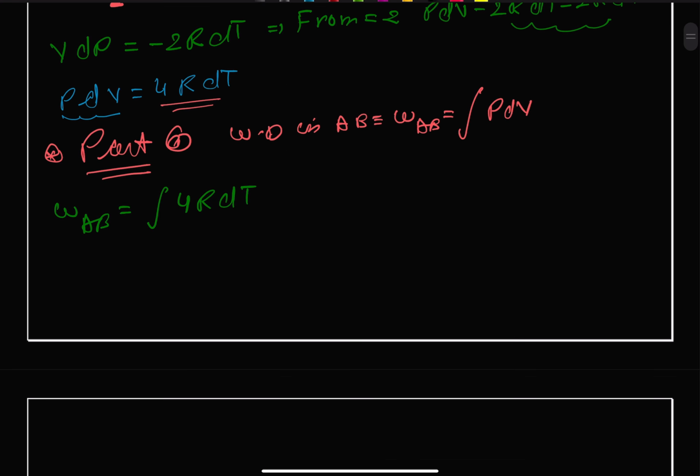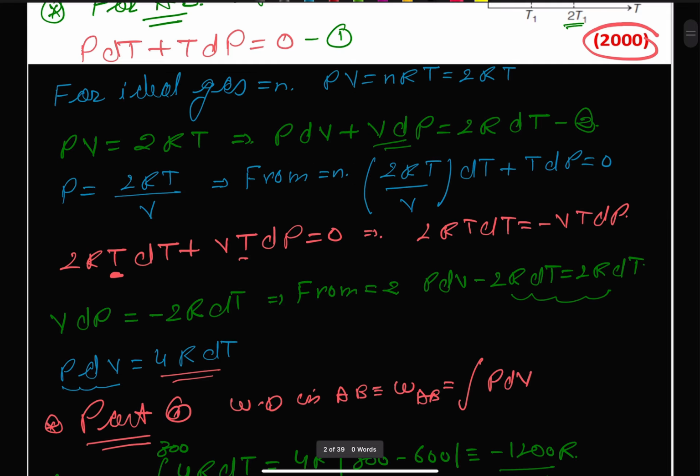Therefore, we can say that 600 to 300 will be our limit of integration with respect to temperature. So 4R is common, and this will come as T. If we substitute, this will be 300 minus 600, which will give us minus 1200 times R. So this is the work done during the process AB.